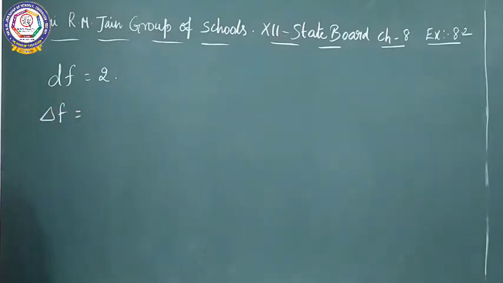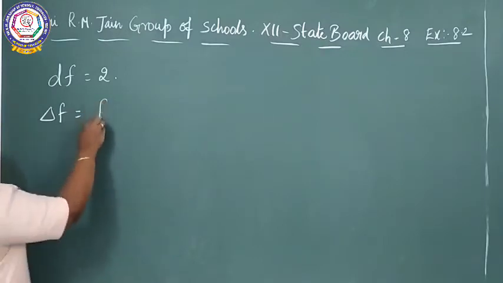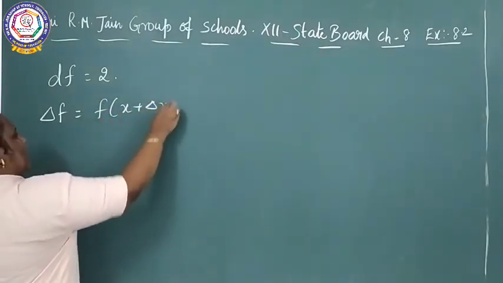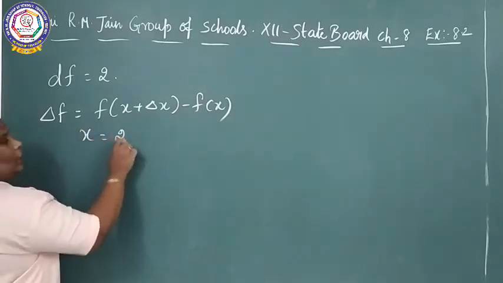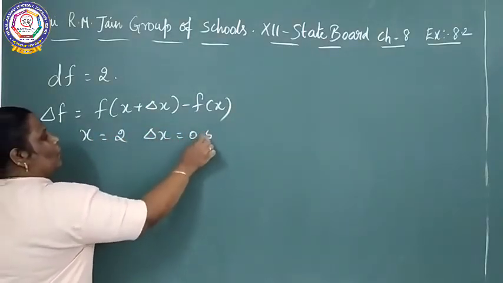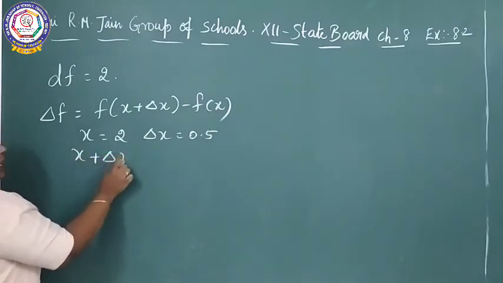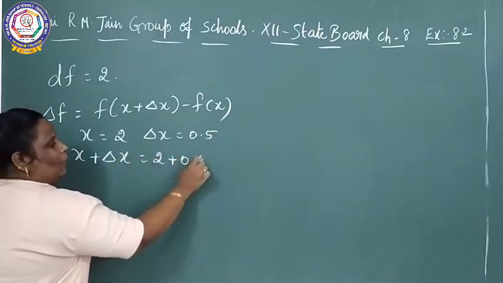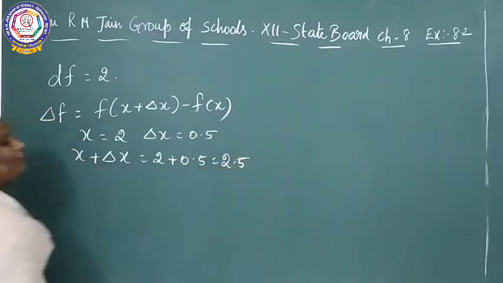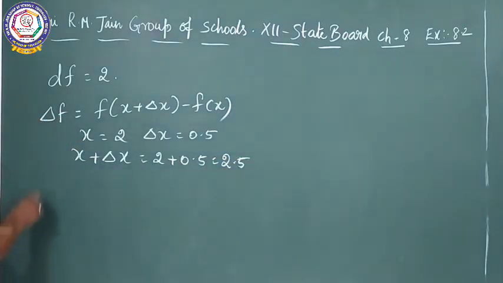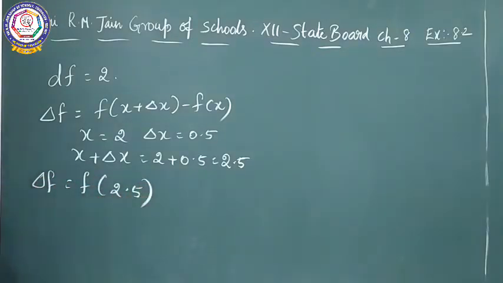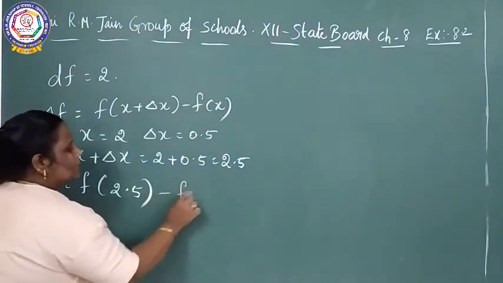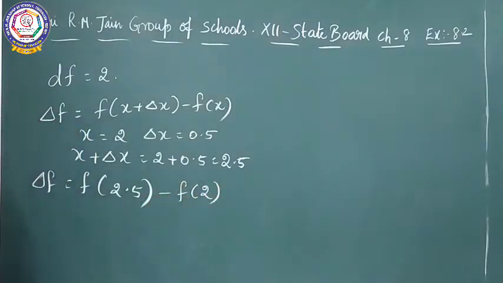Delta f equal to, what is the formula for delta f? f of x plus delta x minus f of x. Here x value equal to 2, delta x equal to 0.5. x plus delta x equal to 2 plus 0.5 equal to 2.5. So you substitute: delta f equal to f of 2.5 minus f of 2.